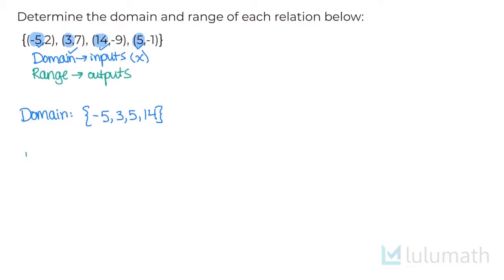Now our range is simply our set of outputs. So here our range consists of 2, 7, -9, and -1. Same thing, I'm going to put this in numerical order from least to greatest. So my smallest value is -9. You don't have to do it this way, but it's generally better to do it this way. -1, 2, and 7. This is my domain and range of this relation right here, which also happens to be a function.